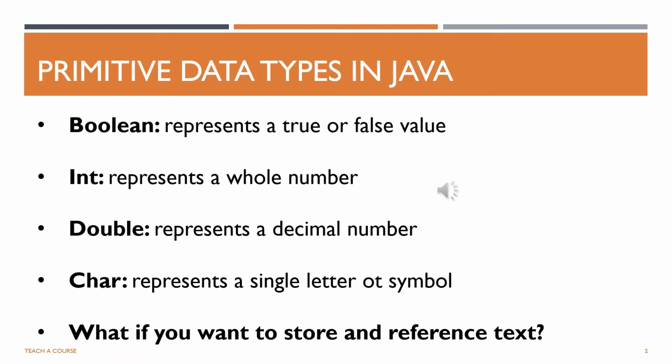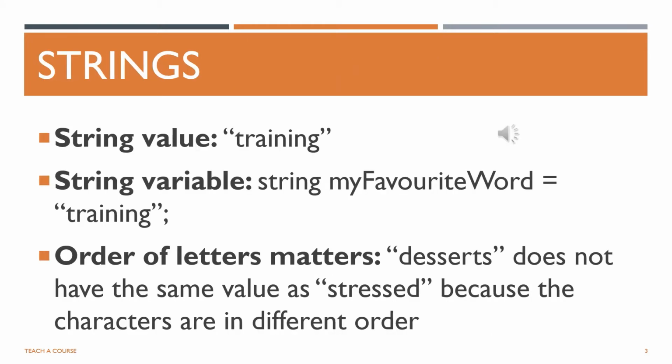So far, we've learned about a few data types. These data types, integer, Boolean, double, char, were all primitive data types. A string is a sequence of ordered characters. Before, we could represent a single character with a char, but now we can represent a word or a person's name with the string data type.